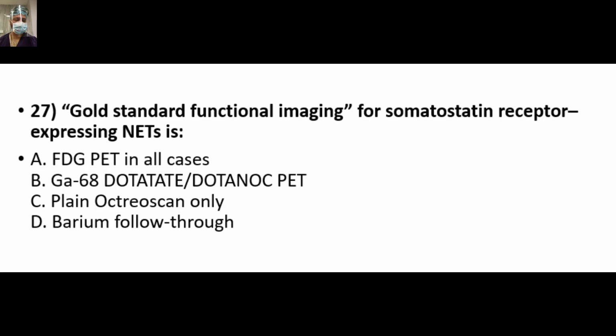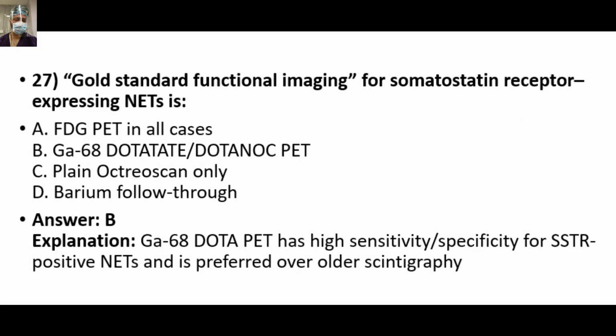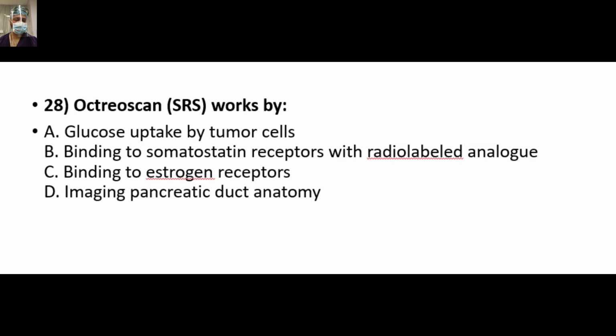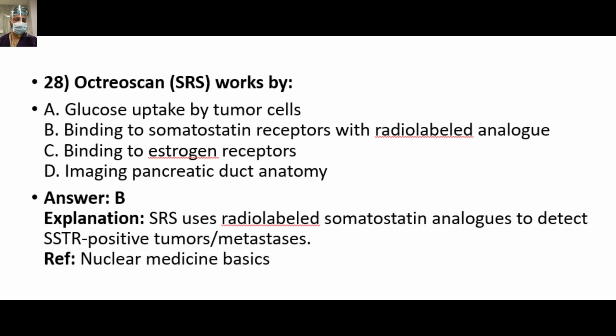The gold standard functional imaging for somatostatin receptor expressing NET is, come on, we have already discussed it. So answer is B. Gallium DOTA PET, DOTATATE, basically DOTA-based studies. They are high sensitivity and specificity for SSTR positive NET and are preferred over the older scintigraphy. Octreoscan, that SRS old scan, works by, answer is B. Binding to the somatostatin receptor with a radiolabeled analog.